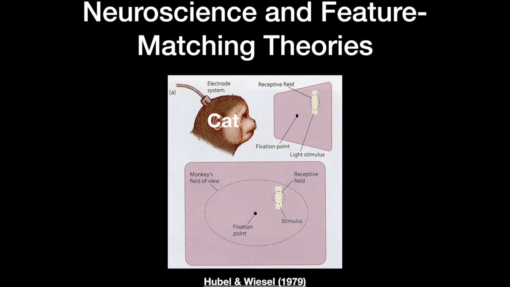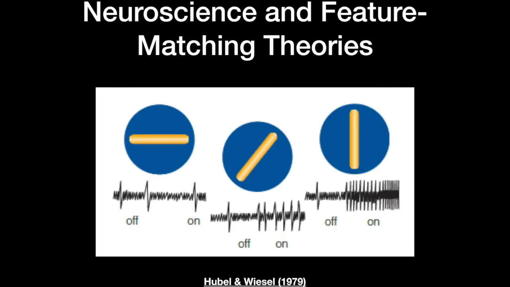In their study, the single-cell recording technique was used to record brain activity of a cat. You see in this drawing, it looks like a monkey, but in their original study, they used a cat. Now, as you can see in this diagram, there is hardly any activation when the cell is presented with a horizontal line segment. There's more activation when the line is diagonally oriented, and when the line is vertical, the cell reacts with even more activation. So you might ask, why do we have dedicated brain cells to detect bars and orientations?